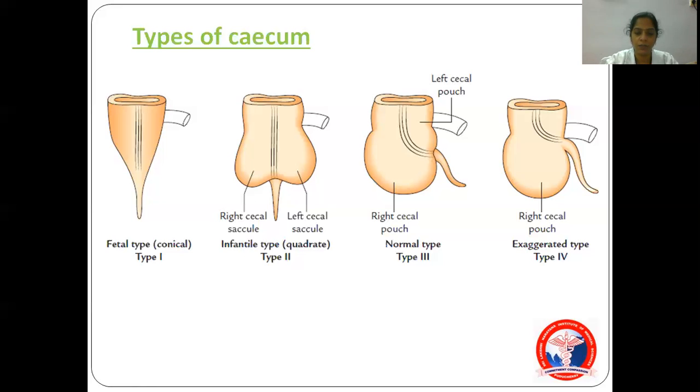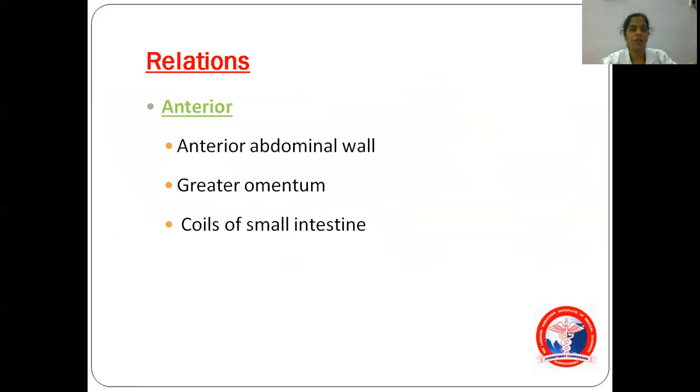Is it clear? Now we'll see the relations of the cecum. It is located in the right iliac fossa. What are the structures related anteriorly and what are the structures related posteriorly, that we have to know. Anteriorly, when we remove the skin, superficial fascia, deep fascia of the abdomen, you can see the muscles. After reflecting the muscles, you will be entering into the peritoneum. After removing the anterior abdominal wall, you can see the greater omentum.